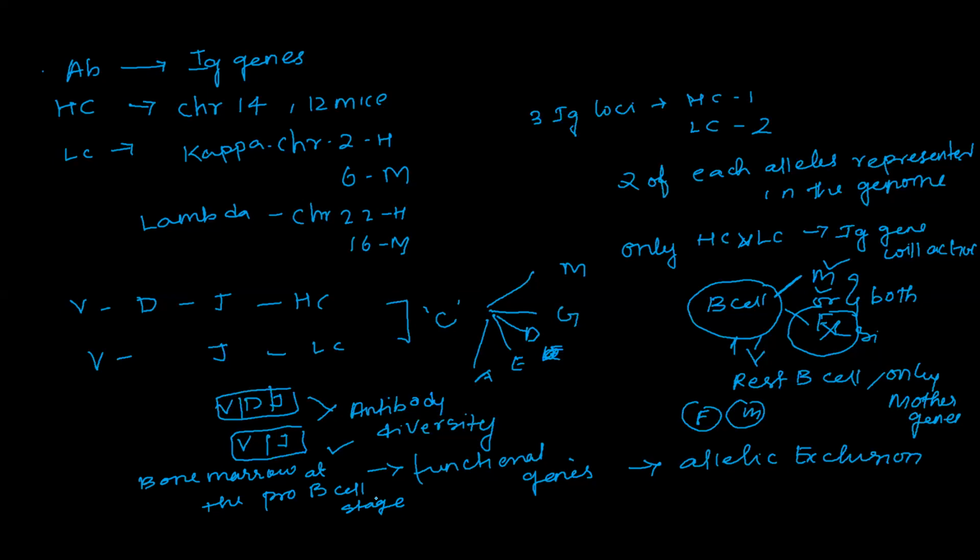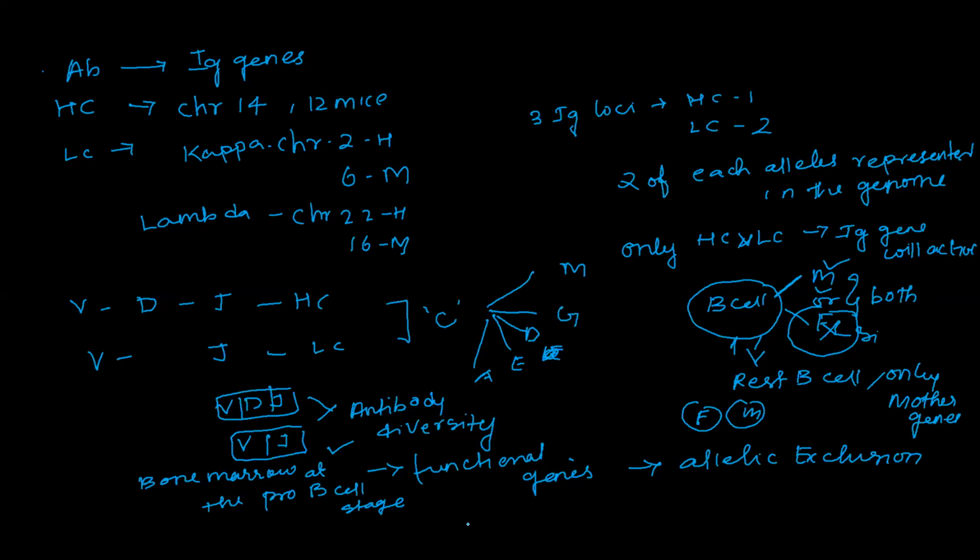Otherwise, if both the alleles in the case of heavy chain are faulty, it will undergo a process known as apoptosis. The same thing occurs for light chain also, where if all the possible alleles are faulty, it will undergo apoptosis. So light chain does have a choice with three other alleles, and heavy chain just has one.